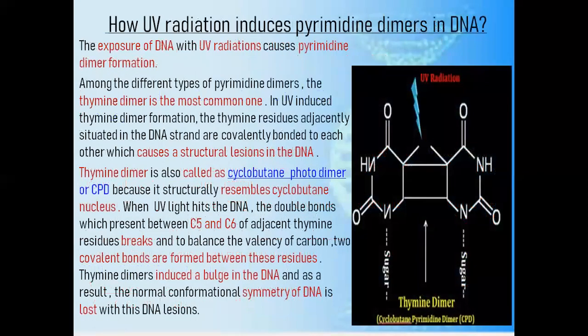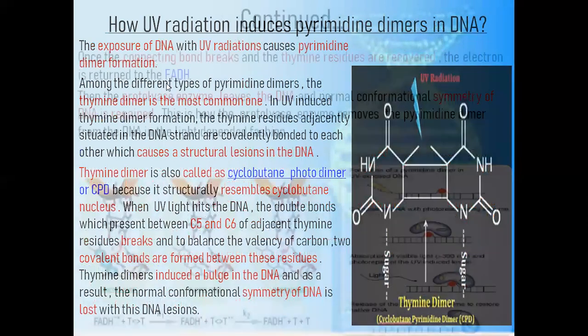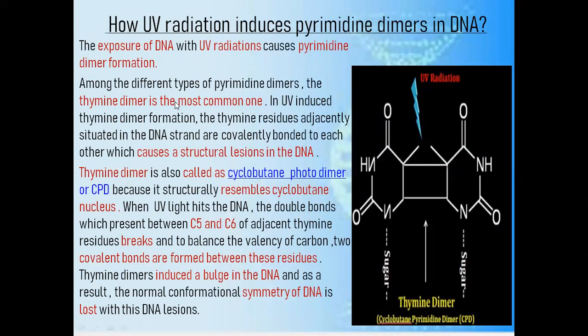So how is thymine dimer formation induced by UV radiation? The exposure of DNA to UV radiation causes pyrimidine dimer formation. Among the different types of pyrimidine dimers, the thymine dimer is the most common one. When UV induces thymine dimer formation, the thymine residues adjacently situated in the DNA strand are covalently bonded to each other, which causes structural lesions in the DNA. Thymine dimer is also called cyclobutane photodimer or CPD because it resembles the cyclobutane nucleus.